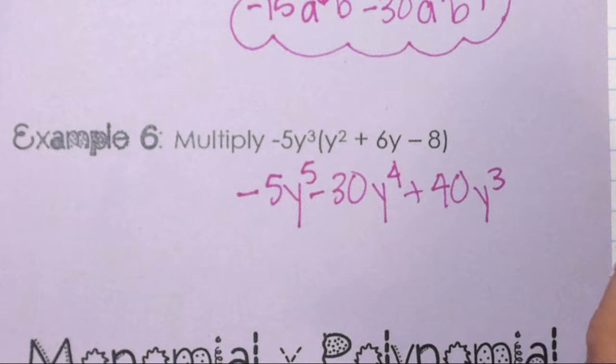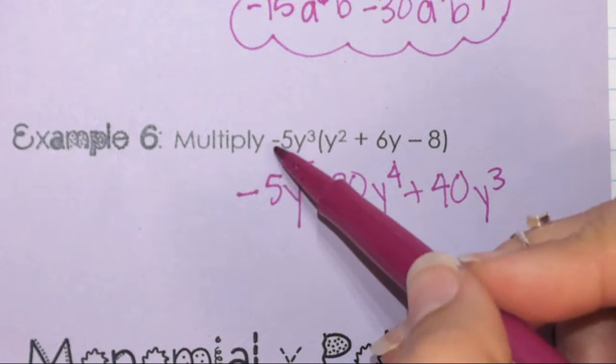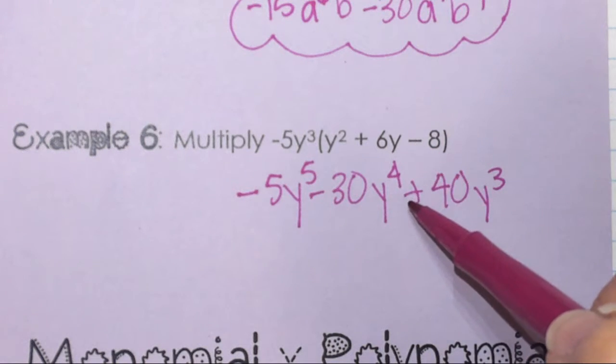Does anybody have any questions? Are you sure? Are you ready to do our activity? Yes. Isn't 40 supposed to be negative? It's a negative 5 times a negative 8, so that makes it positive.